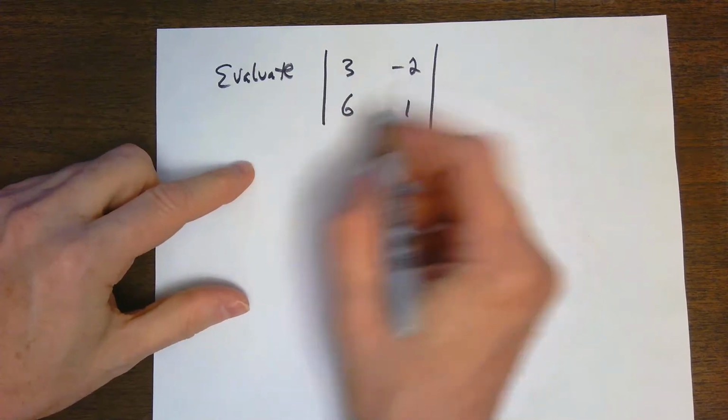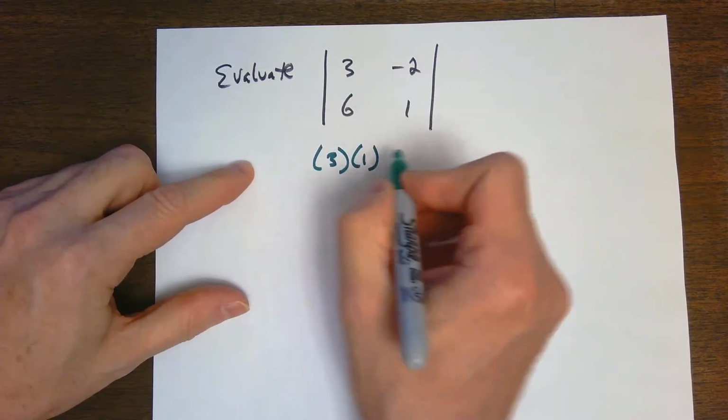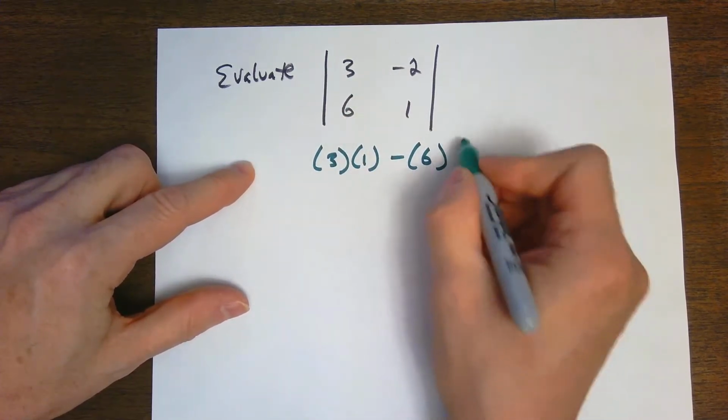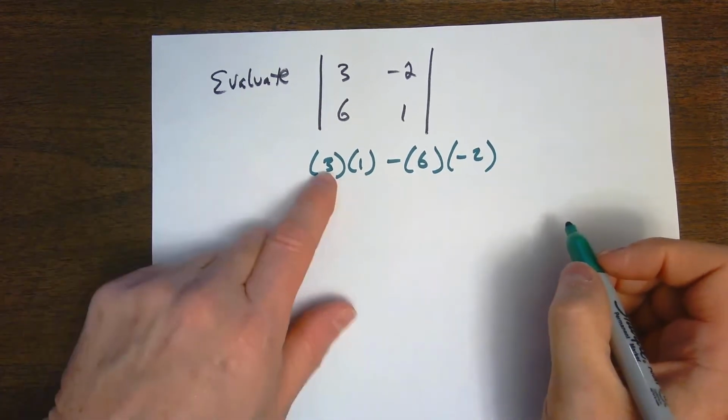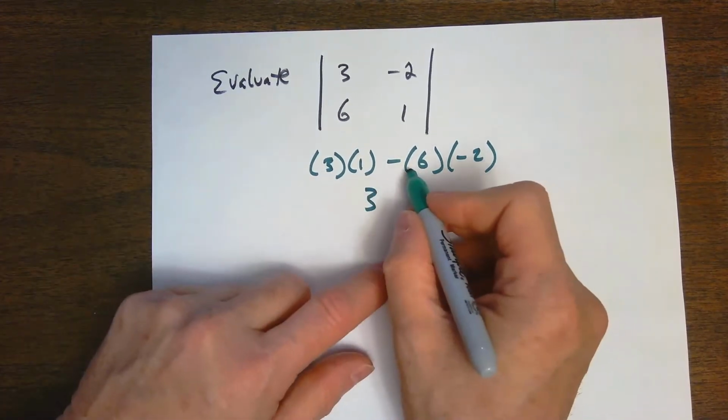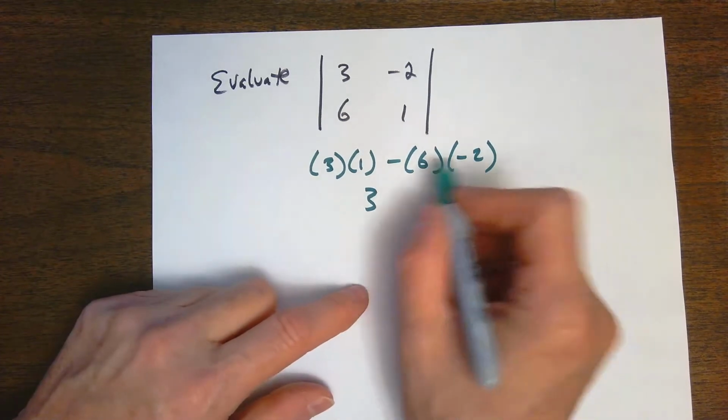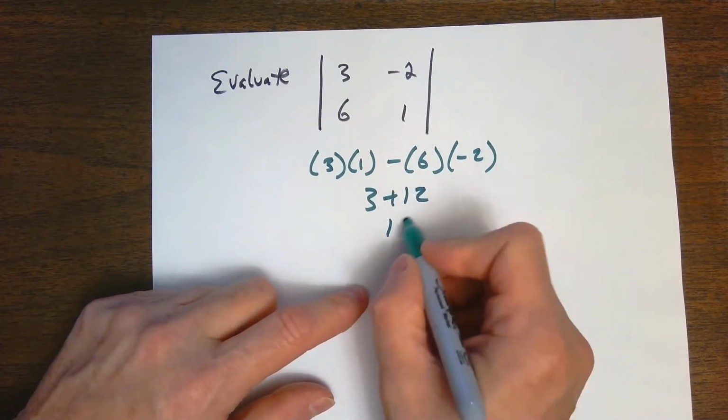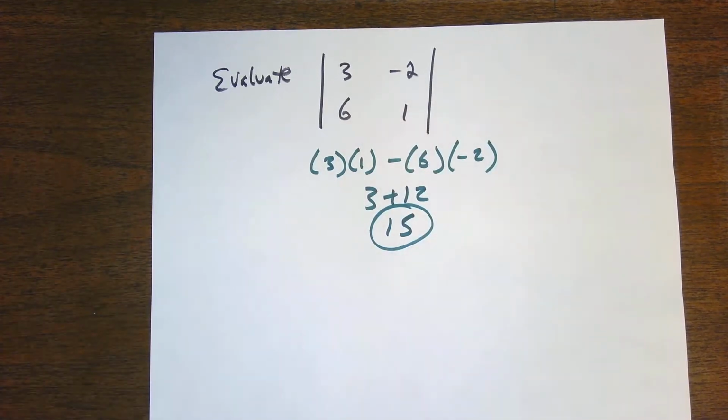It's going to be 3 times 1 minus 6 times negative 2. 3 times 1 is 3. 6 times negative 2 is negative 12. The negative of that is positive 12. So 15. The determinant of that matrix will be 15. All right, let's do another one.